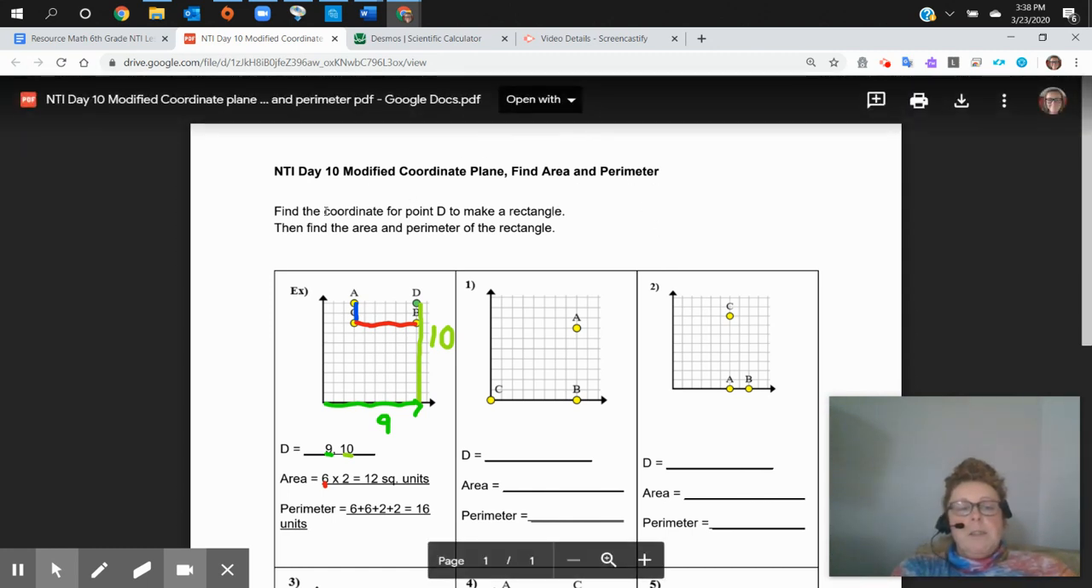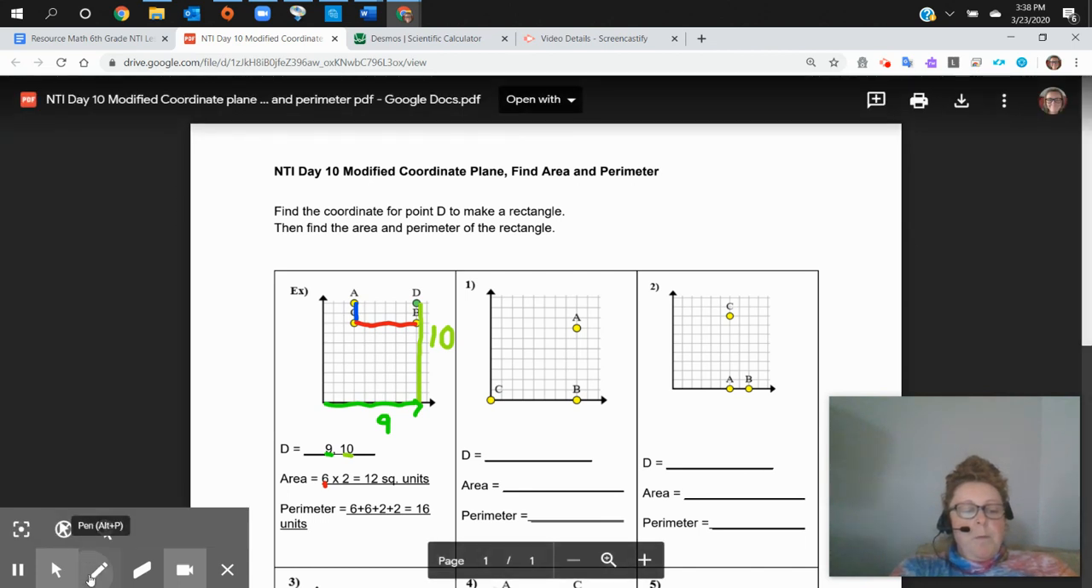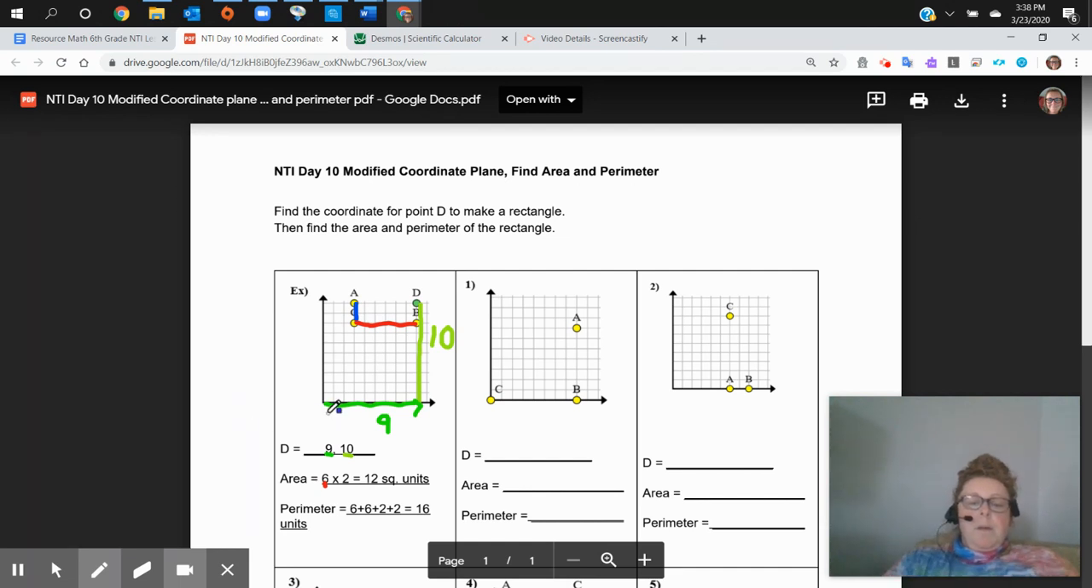I'm going to read the directions first. It says, find the coordinate for point D to make a rectangle. Then find the area and perimeter of the rectangle. Okay, so remember for our coordinate plane, we've got to remember a few things here. Remember, I'm going to draw some things up here that might help jog your memory.